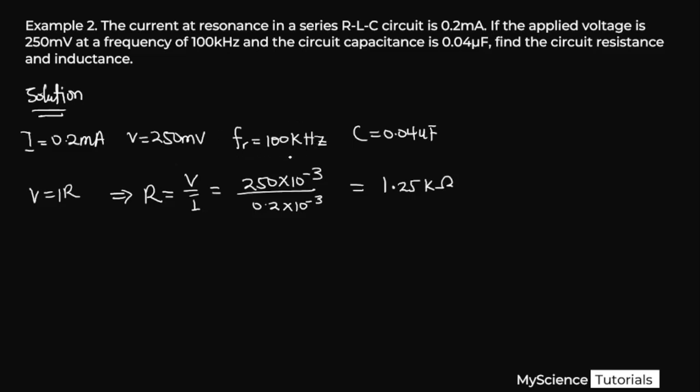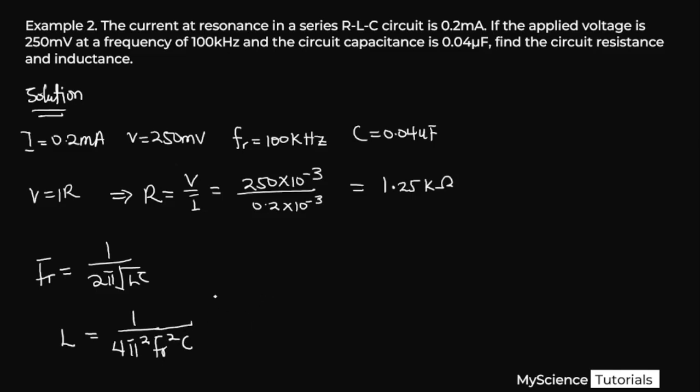We have our resonance frequency. We know that the resonance frequency Fr is equal to 1 over 2 pi the root LC. So we have our inductance over here, and we need to make the inductance the subject by cross multiplying. If we cross multiply and make inductance, or L, the subject, we are going to have L equal to 1 over 4 pi squared resonant frequency squared multiplied by capacitance.